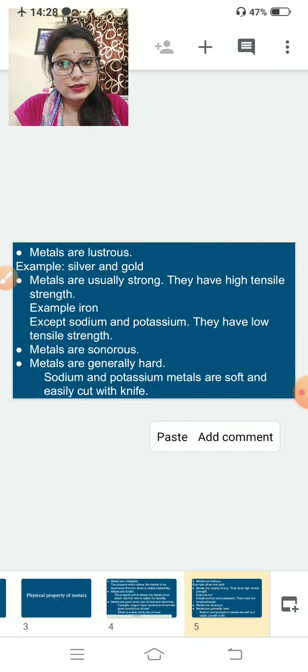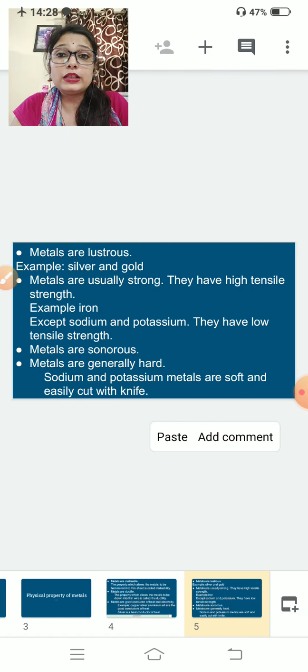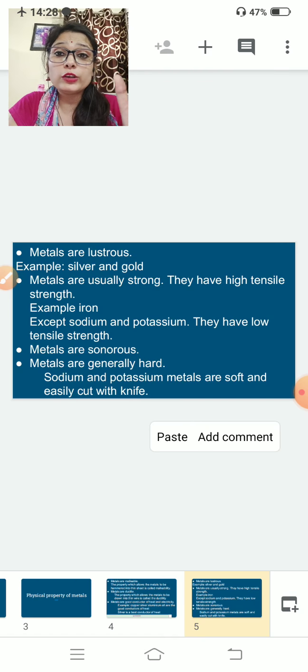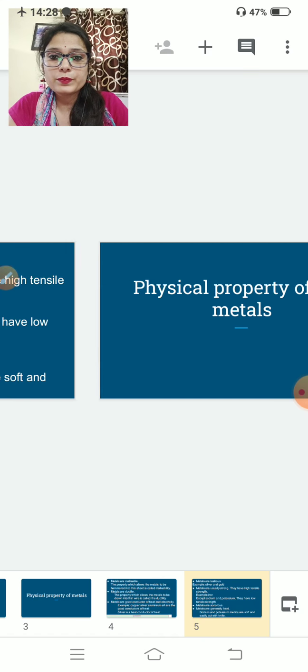Iron is hard? Yes. Aluminum is hard? Yes. Copper is hard? Yes. So all the metals are generally hard except sodium and potassium. Sodium and potassium are very soft and they can be cut easily with a knife. Some exceptions are there, okay? Please try to learn these exceptional cases.